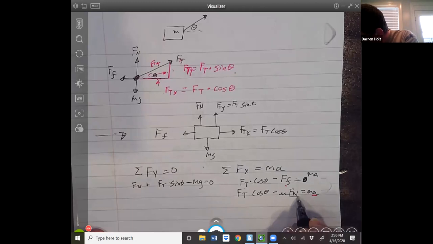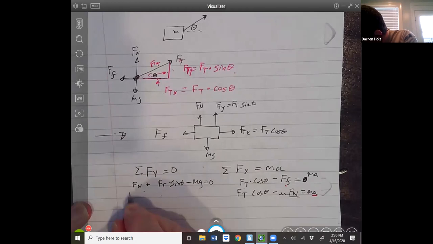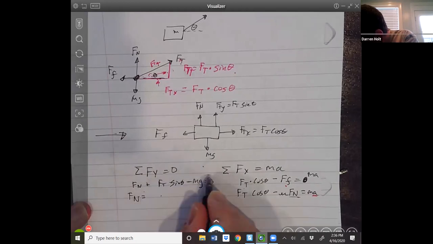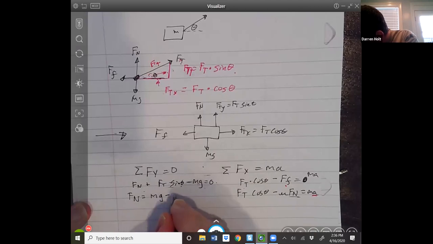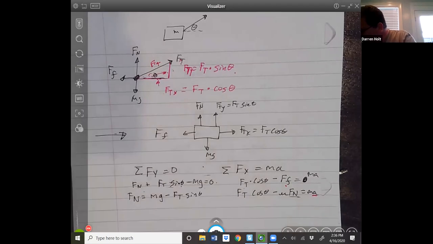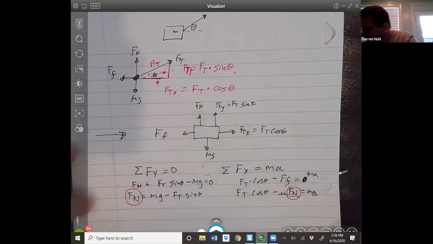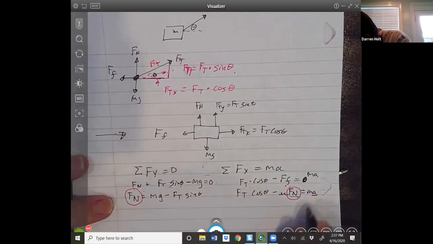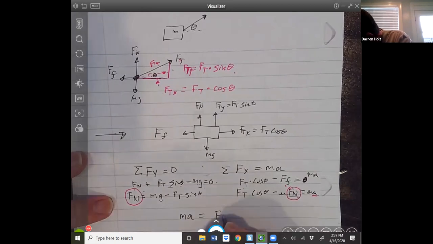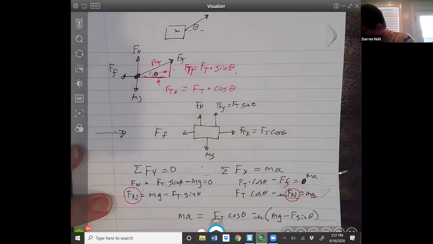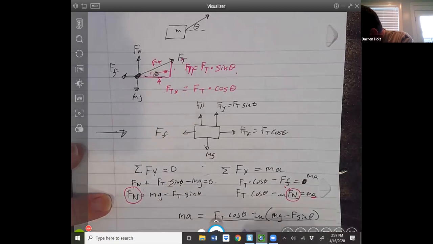That's where I can come back to this equation and solve it for the normal force. So the normal force is equal to, and I'm going to move this mg across the equal sign and make it a positive, from a negative to a positive. I'm going to take this force of tension times the sine of theta and move it across and make it negative. And now I have a normal force here that I can substitute for the normal force there. And when you do that, you get, I'm just going to move this MA to the left side. MA equals the force of tension times the cosine of the angle minus mu times mg minus F sine theta. Then to get acceleration by itself, divide both sides by M.